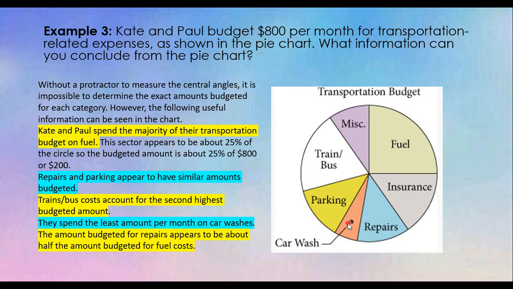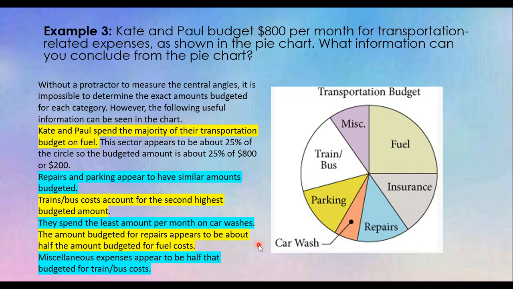And then the amount budgeted for repairs looks to be about half of fuel. Since parking and repairs together would make up fuel, then this is probably about 50% of the fuel cost, and this is probably 50% of the fuel cost. So these, give or take, are going to be about $100 each or so. Just making an inference based on what I see here.